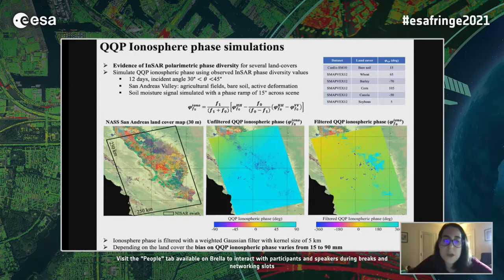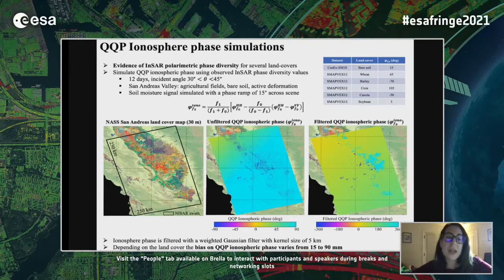To simulate the effect of soil moisture, we instead simulate a ramp over the scene of 15 degrees slope. We then estimate the ionosphere by computing the difference between an HH and VV interferogram at the same center frequency. For the moment, we ignore the effect of dispersive scattering in this process. We also filter the ionospheric phase screen using a weighted Gaussian filter with a filter kernel size of 5 kilometers on the ground.